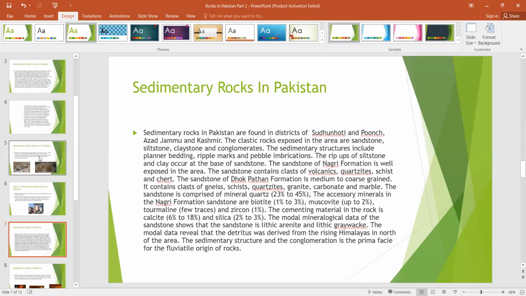to 3%. The cementing material in the rock is calcite is 6 to 18%, and whereas in silicates around 2 to 3%. The modal mineralogical data of sandstone has shown that the sandstone is lithic arenite and lithic greywacke. The modal data revealed that the terrace was derived from the rising Himalayas in north of the area. The sedimentary structure and the conglomeration is the prima facie for the fluviatile origin of rocks.